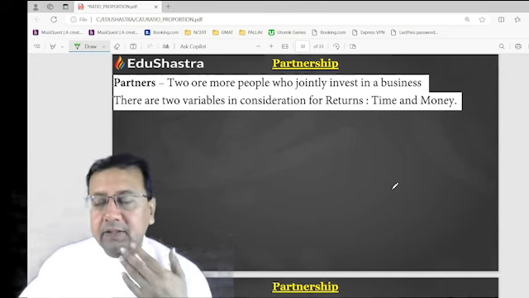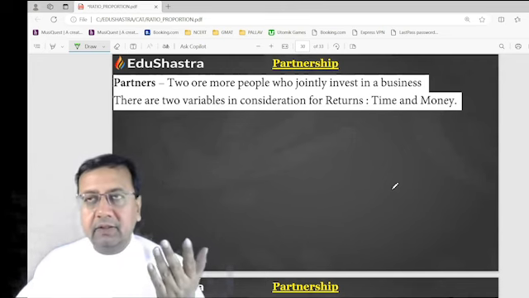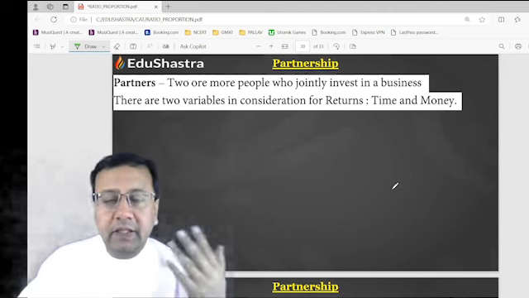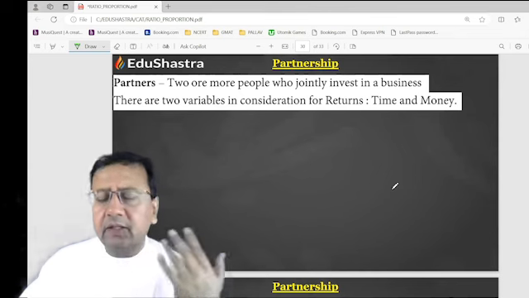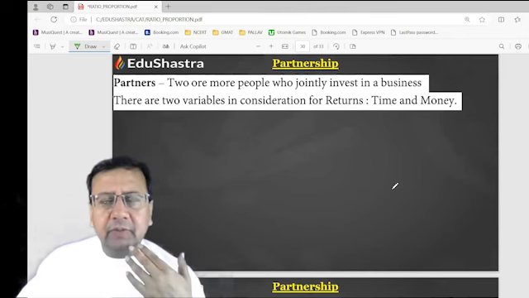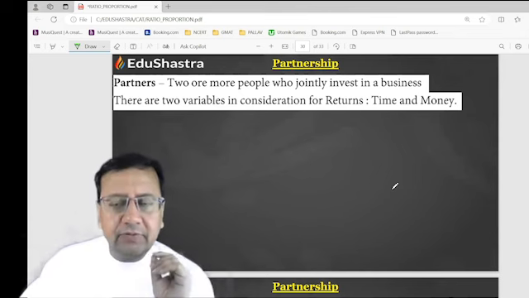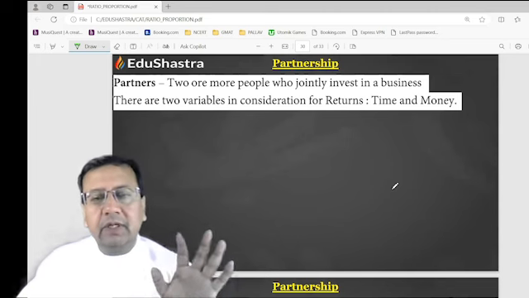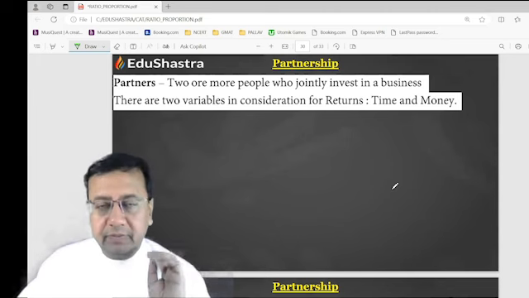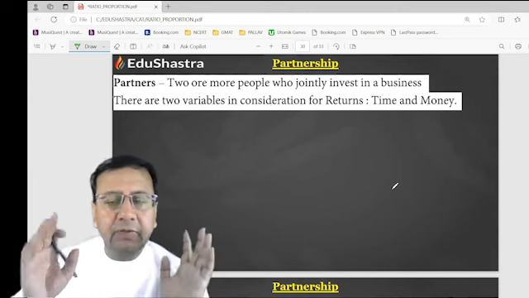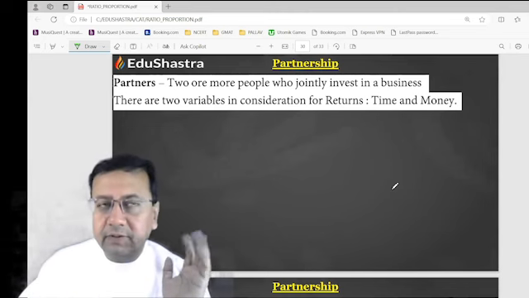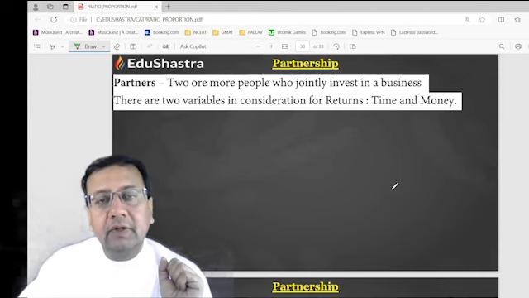Then there are some firms you must have seen, say CA firms, income tax firms, etc. A chartered accountant firm, maybe like Sharma and Sharma kind of thing. These are called partnerships. So if there is one person and another person working together, and they say we are the partners.